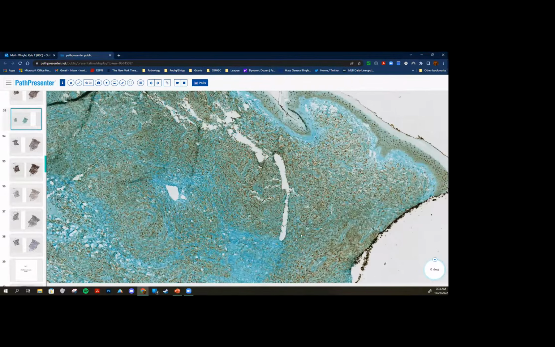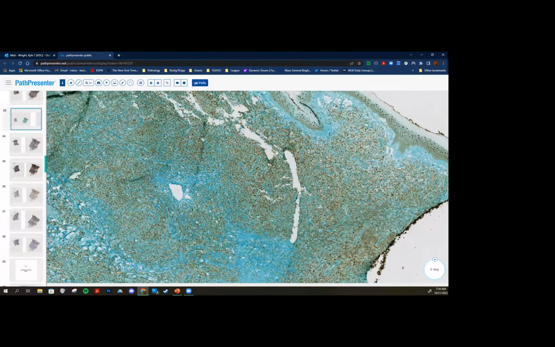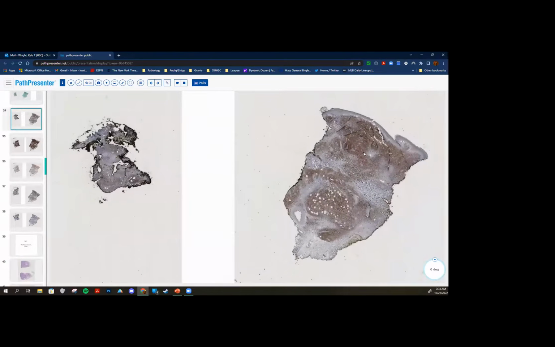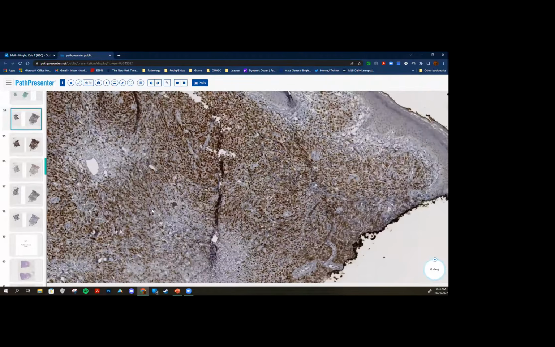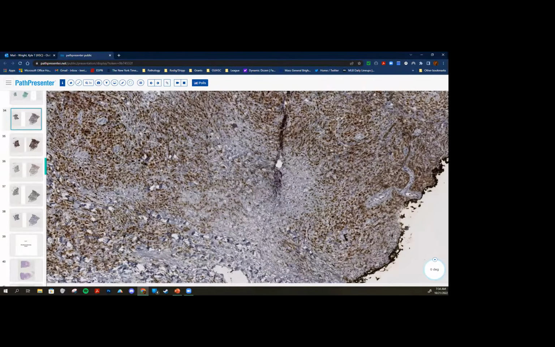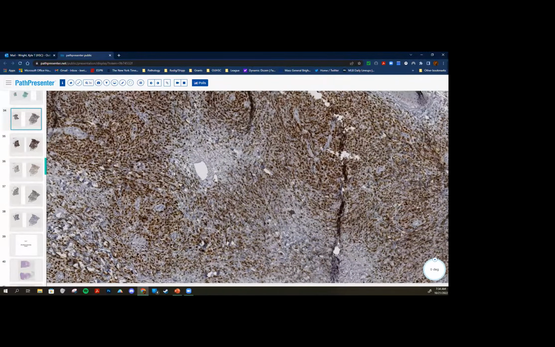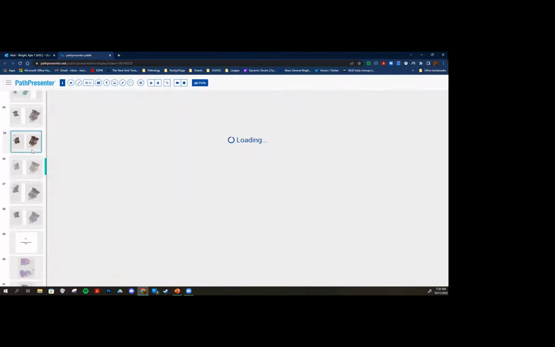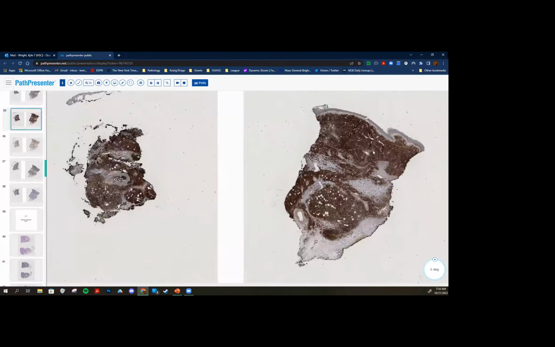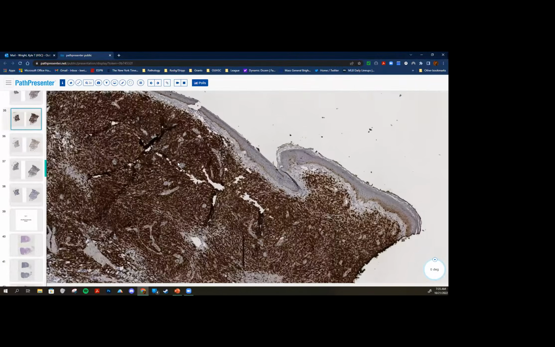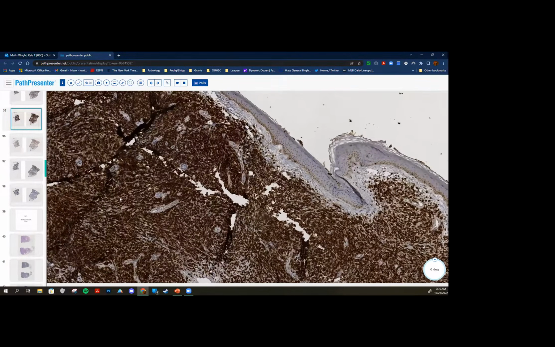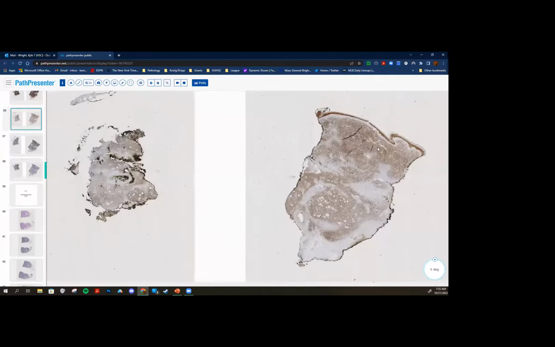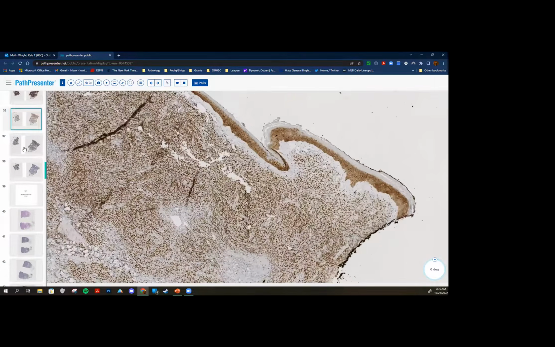BCL6 looks pretty positive in most of these cells. So that's one marker for germinal center derivation, one marker against germinal center derivation. And here is the MUM1 or IRF4, which is also positive. We have threshold cutoffs of 30% positivity for calling these things positive. So it's BCL6 and MUM1 positive. So a non-germinal center derived lesion. This, I believe, is the BCL2, strong and diffusely positive. CMYC, also strongly positive in a lot of these cells.